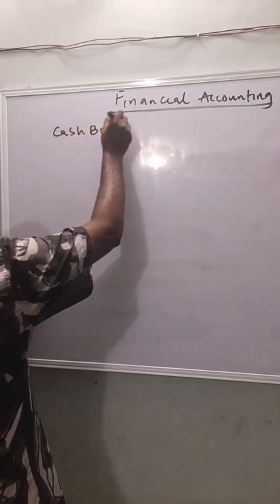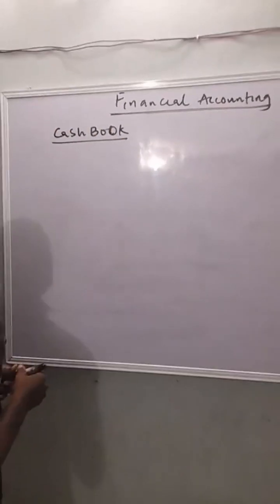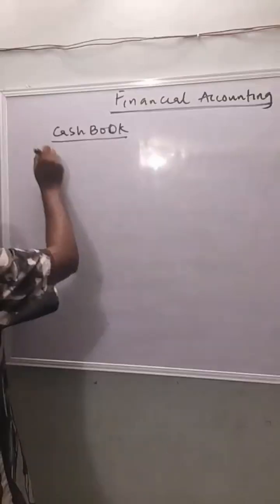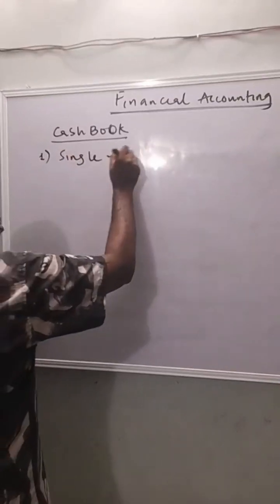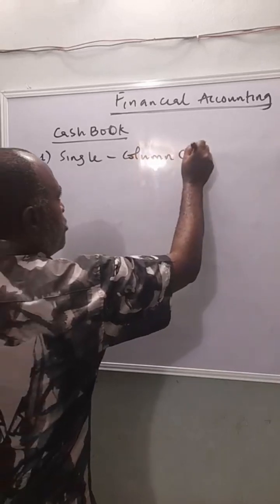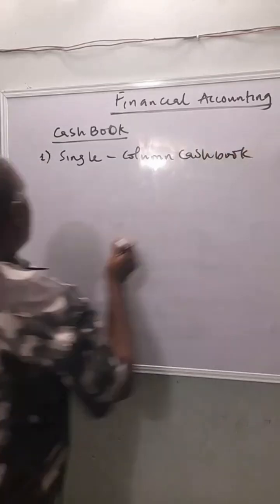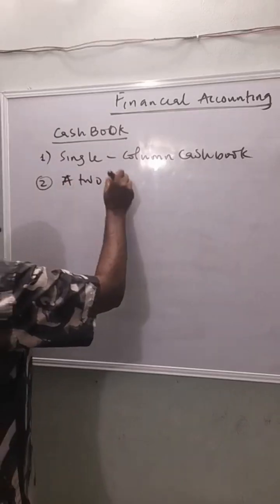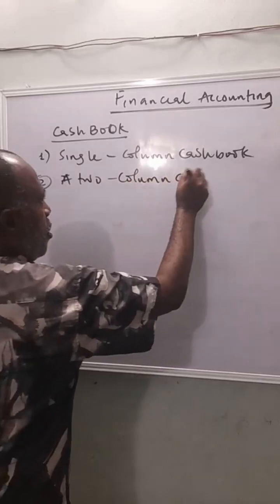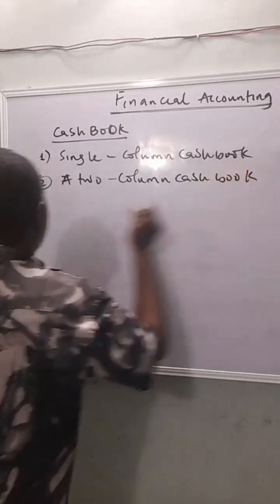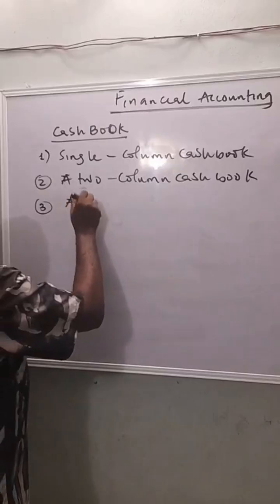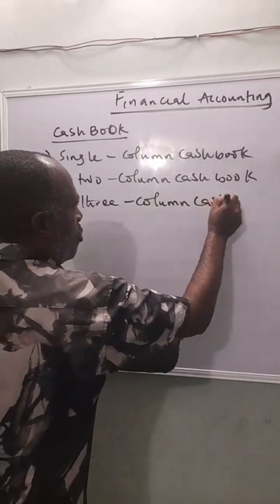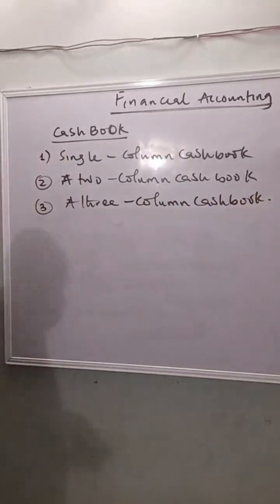When you talk about cash book, you are referring to a book split into one single column cash book, a 2-column cash book, and then a 3-column cash book. Look at the board very well.